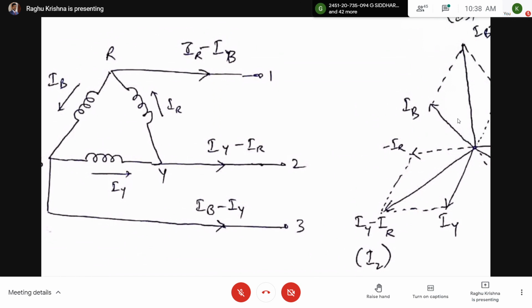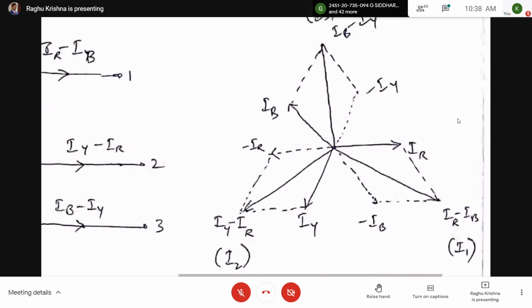So here you have IR. How to get minus IB? Take IB in the reverse direction, so it is represented by minus IB. Minus IB is the reverse direction to that of IB. Okay, I have taken minus IB. Add IR and minus IB, and you are going to get IR minus IB, that is equal to I1.